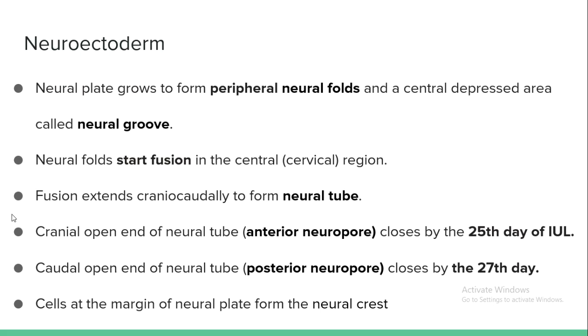So the cranial open end of the neural tube, or the anterior neural pore, closes by the 25th day of intrauterine life, and then the caudal open end of the neural tube, that's the posterior neural pore, closes by the 27th day. This is what we call fusion craniocaudally to form the neural tube. As one closes, very soon the other also closes. The cells at the margin of the neural plate form the neural crest.